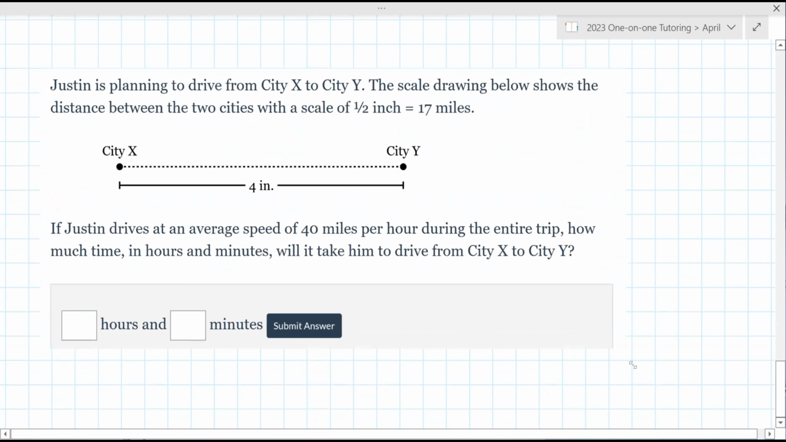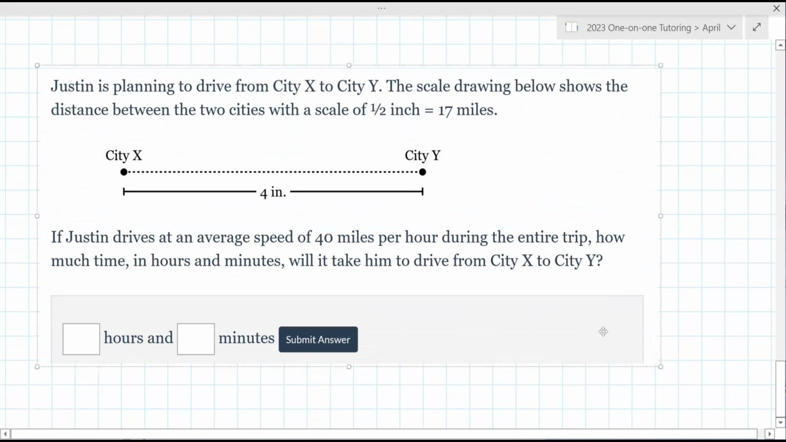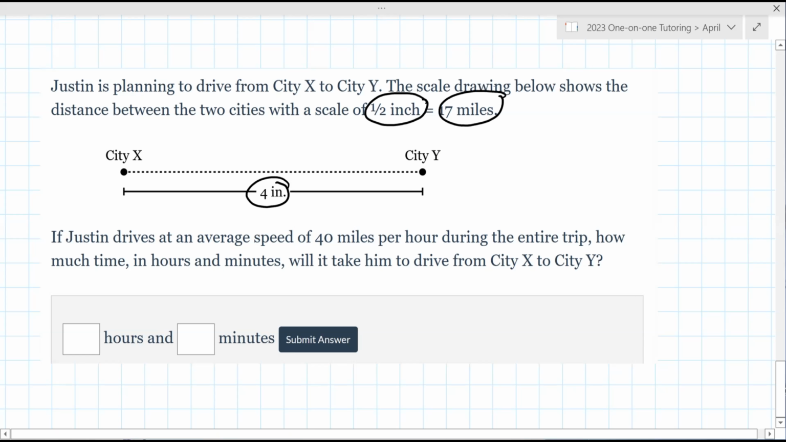Okay. All right, so this one is a slightly different conversion. So it's 4 inches, but this time it's ½ inch to 17 miles. So you're like, well, how do I handle this? Well, you can always manipulate your conversion. Like if you multiply your conversion by 2 to get to 1 inch, and multiply this by 2 to get to 34 miles, now you've got the conversion that you want. So now you're gonna take your 4 inches and multiply it by 34.